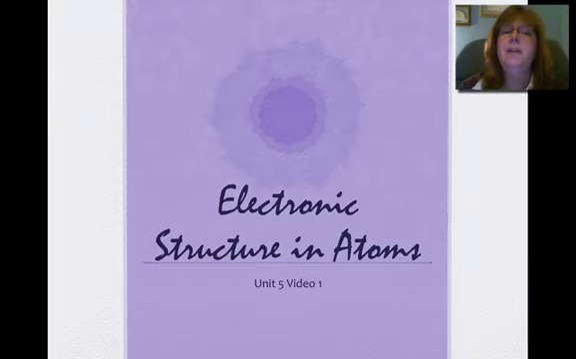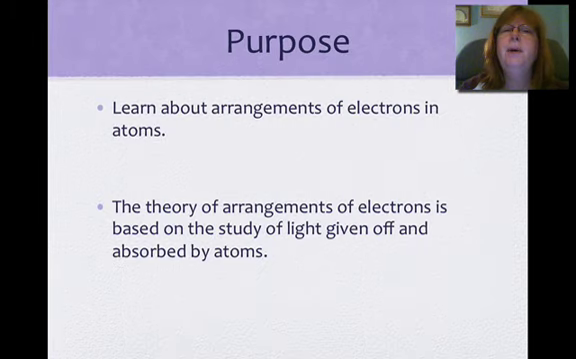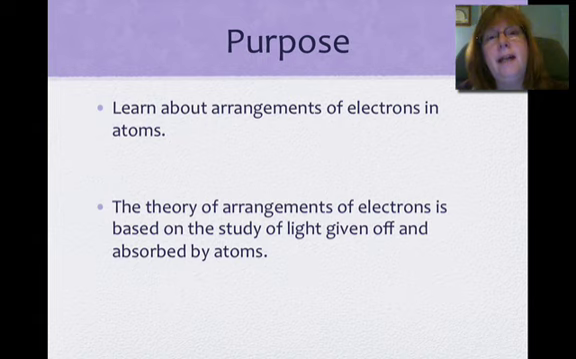Hi! In this unit, we're going to look at the electronic structure of atoms. We've just finished with nuclear chemistry, so we've spent a lot of time in the nucleus. But now we're in Unit 5, and we are looking at Video 1 and electronic structure in atoms. The purpose of this unit is for us to learn about the arrangement of electrons in atoms.